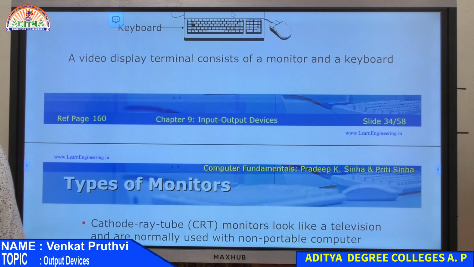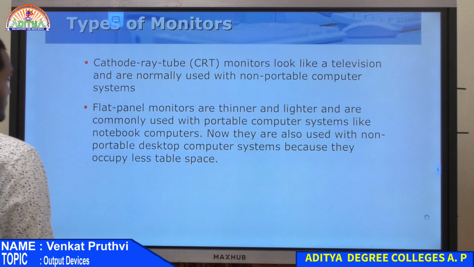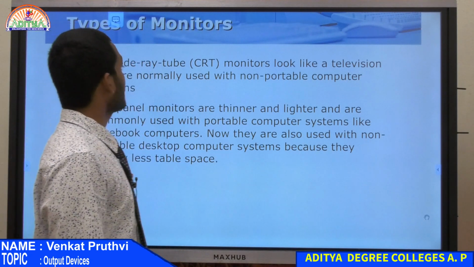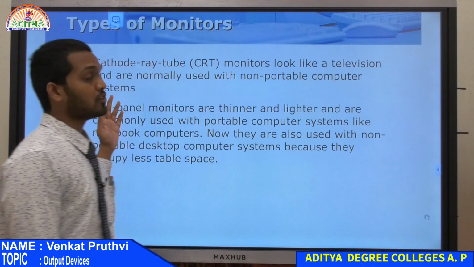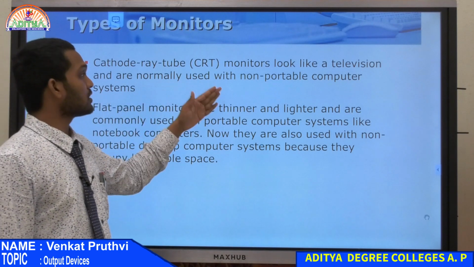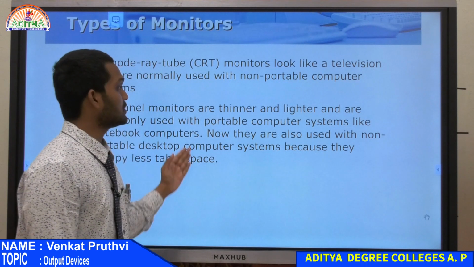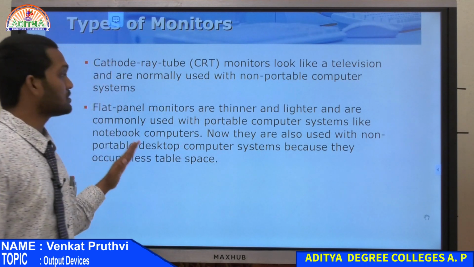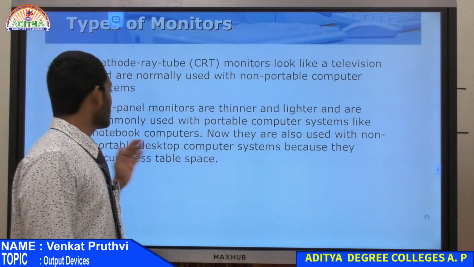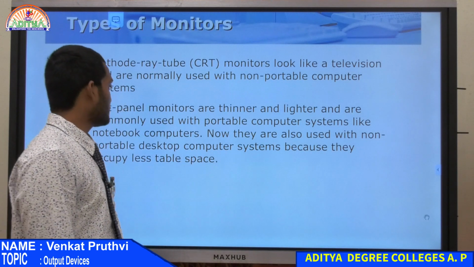What are the different types of monitors we have? Based on the technology that has transformed over the years, there are different types of monitors available. Initially it was the CRT monitor, that is cathode ray tube monitors. They look like a television and are normally used with non-portable computer systems. Flat panel monitors are much thinner and lighter and are commonly used in portable computer systems like notebook computers. Now they are also used with non-portable desktop computer systems because they occupy less table space.